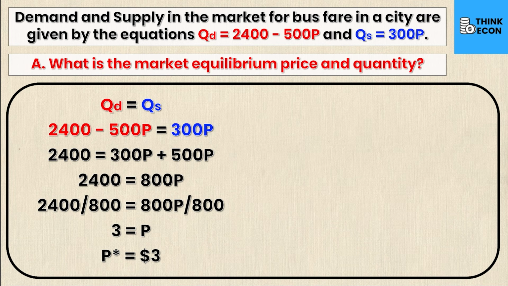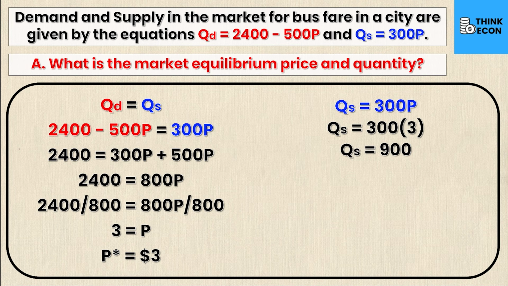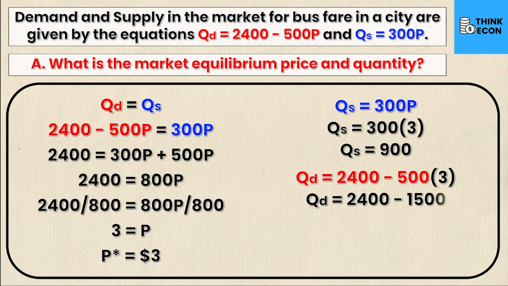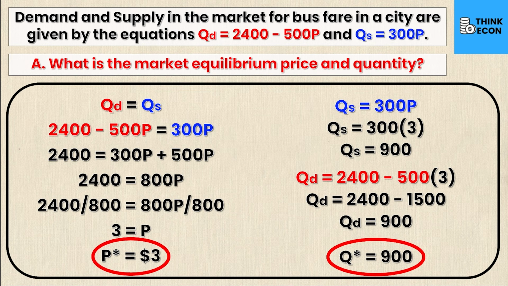Let's start with quantity supplied since it's much easier. So if I sub in 3 for P, then I will get quantity supplied is equal to 300 times 3, which is obviously 900. But what if I sub it into the demand equation? Well, 2,400 minus 500 times 3 is 2,400 minus 1,500, which is, you guessed it, still 900. So it's safe to say that no matter which equation I sub it into, I'm going to get the same value for Q, and that Q star or Q equilibrium value is 900 bus trips. And so there's the answer for Part A.